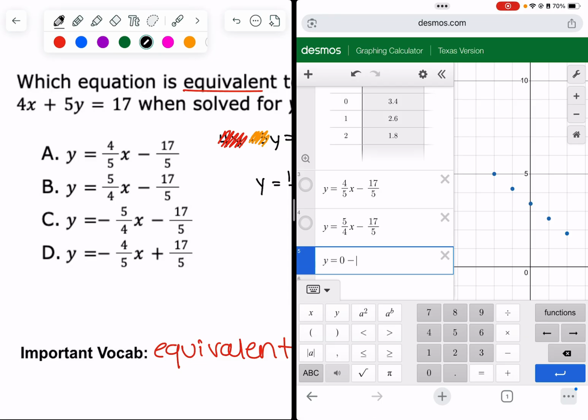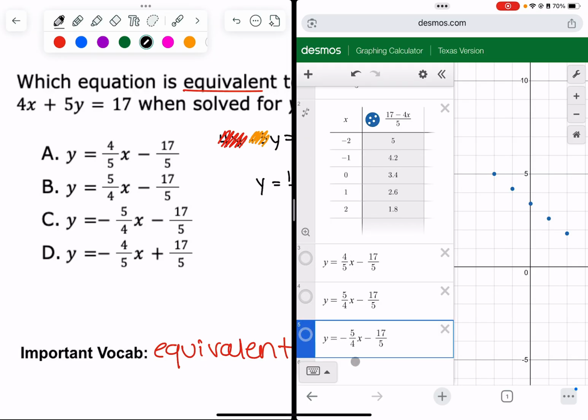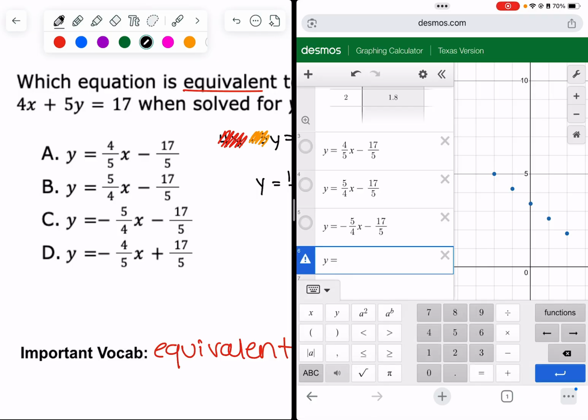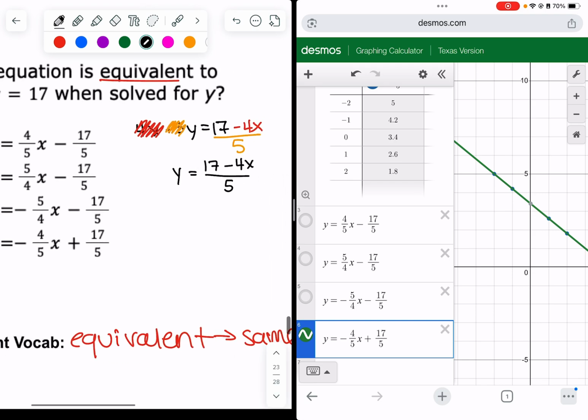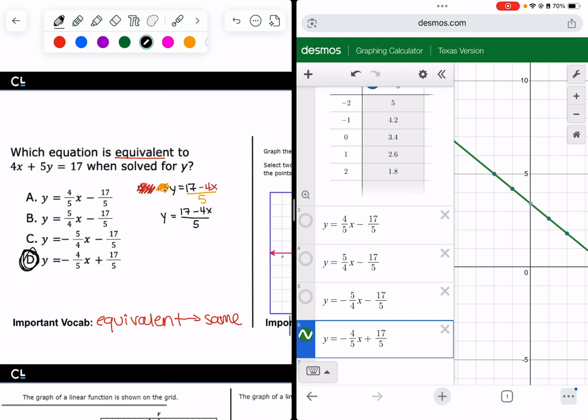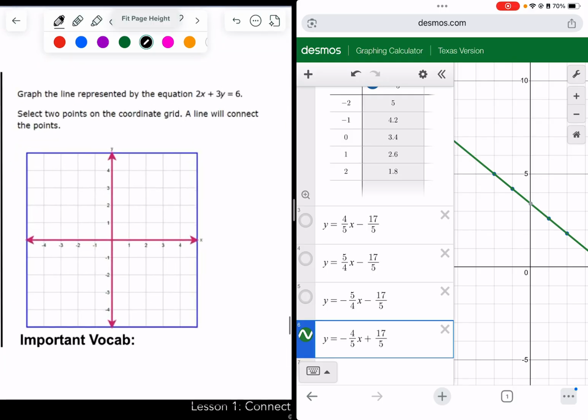Let's try C. y equals negative 5 over 4 x minus 17 over 5. This blue one also does not touch my points, so hopefully answer choice D is the answer. y equals negative 4 over 5 x plus 17 over 5. And the green does, in fact, touch all my points, so it is the same. So D would be my answer. So really, once you solve for y here, you can just graph and match.